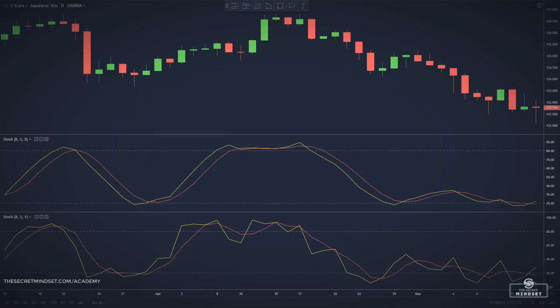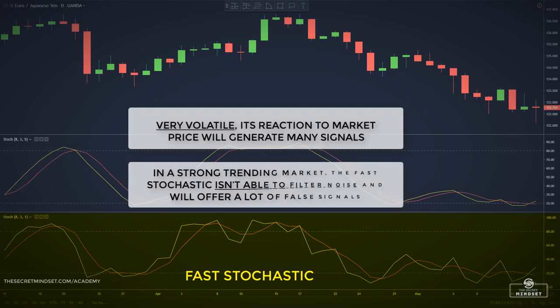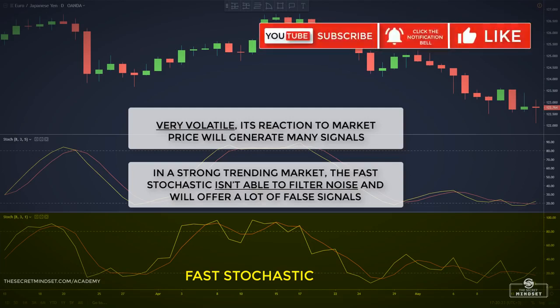Traders use two types of stochastic, the fast stochastic and the slow stochastic. The fast stochastic oscillator is very volatile. Its reaction to market price will generate many signals. In a strong trending market, the fast stochastic isn't able to filter noise and will offer a lot of false signals, which will lead to bad trades.